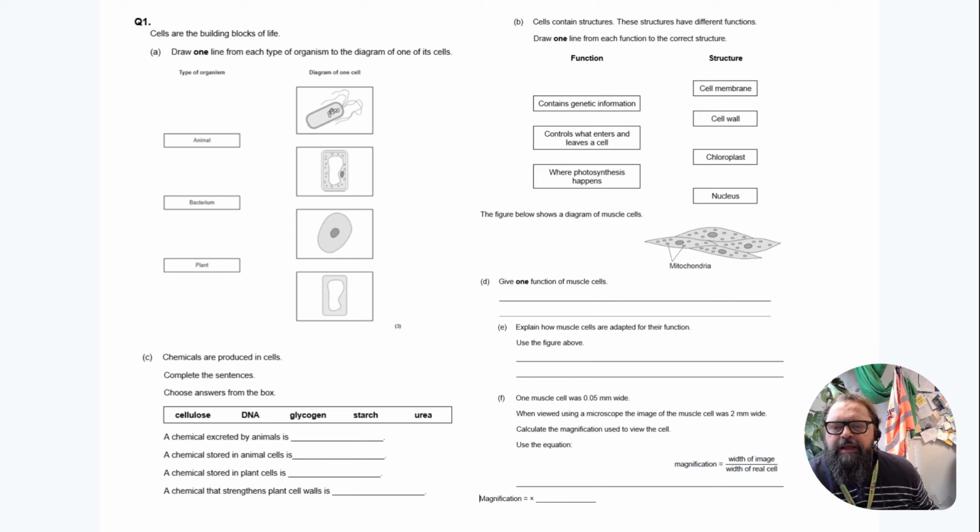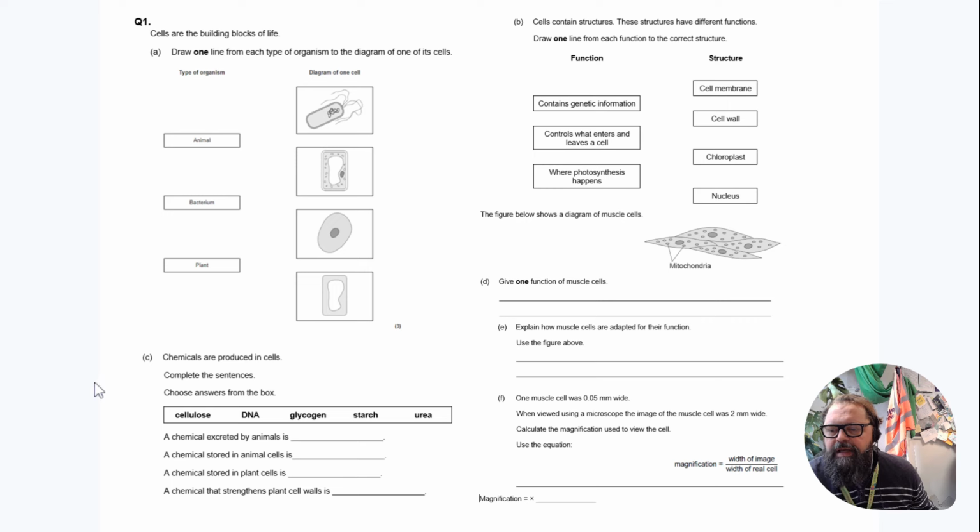Controls what enters and leaves a cell. That must be what's around the outside. Cell membranes control what goes in and out. And photosynthesis happens in the subcellular structures called chloroplasts in plant cells.